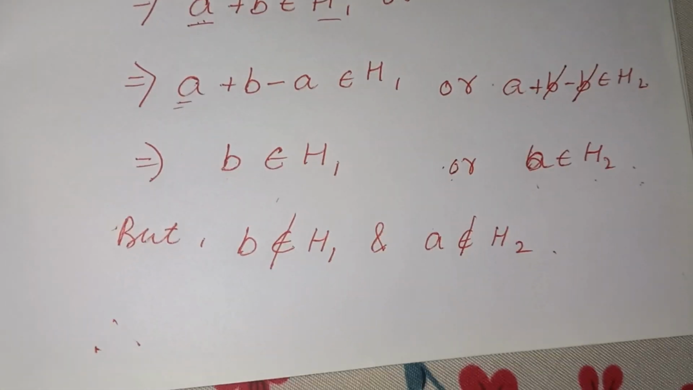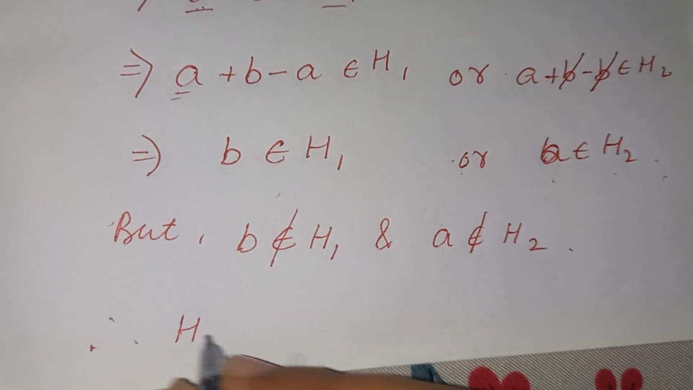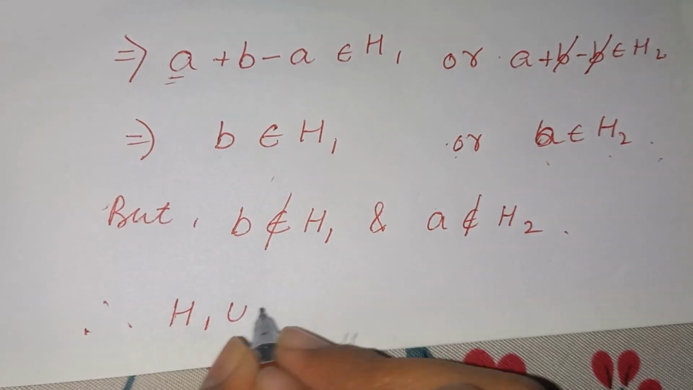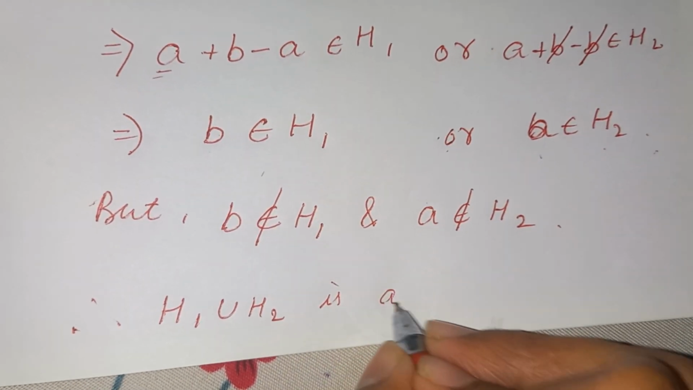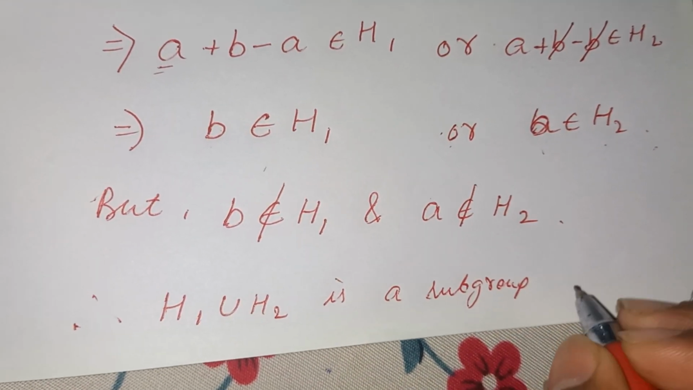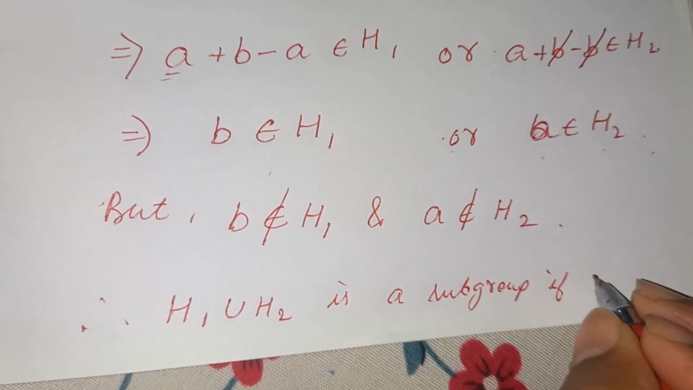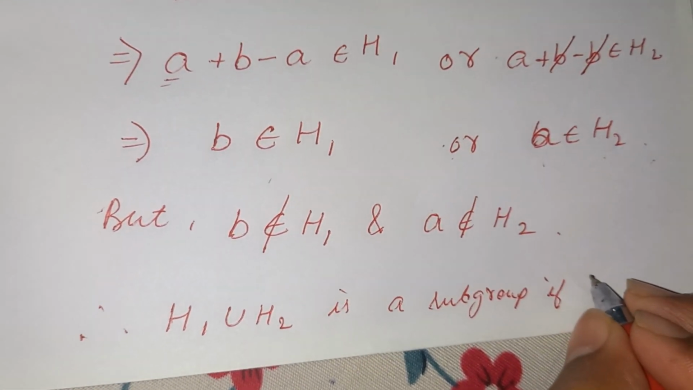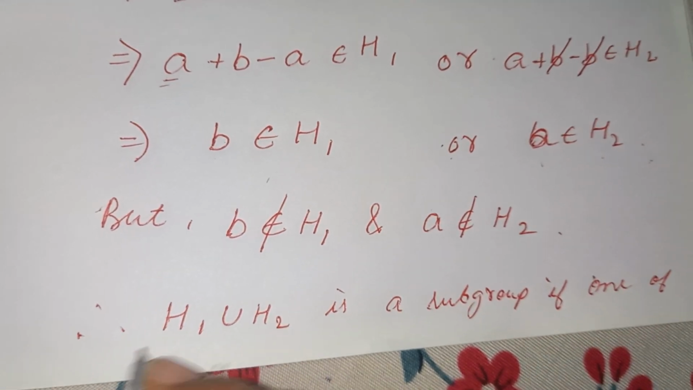We can write the statement itself now. We can write it as: the union is a subgroup if one of them contains the other.